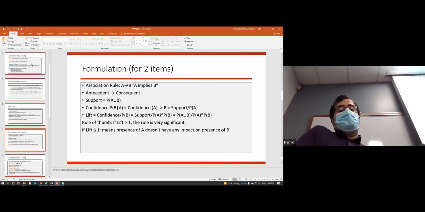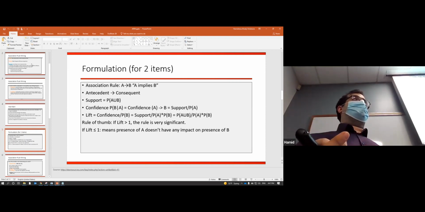Confidence is the probability of B given A, equal to confidence of A implies B, or support divided by probability of A. Lift is confidence divided by probability of B, or support divided by probability of A times probability of B, or probability of A union B divided by probability of A times probability of B. In association rule mining, if lift is more than one, it means there's a significant association between two items. So we would rather put these two items together to maximize our sales. Or in the healthcare domain, if the lift between two sicknesses is more than one, you can consider that these two sicknesses could happen together. So you may have some consideration when you want to prescribe a certain medicine.